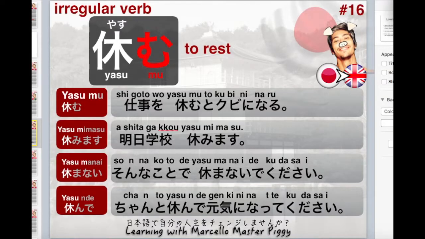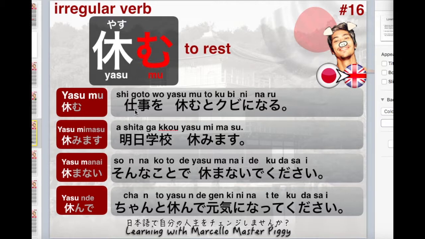Okay guys, so today's verb is the verb yasumu. Yasumu, which means to rest. Okay, the kanji is yasu, and then we have the hiragana mu. So to make our four different forms, we're gonna be changing the mu: mi, mu, me, mo. Okay, so the first one is our dictionary form, yasumu.